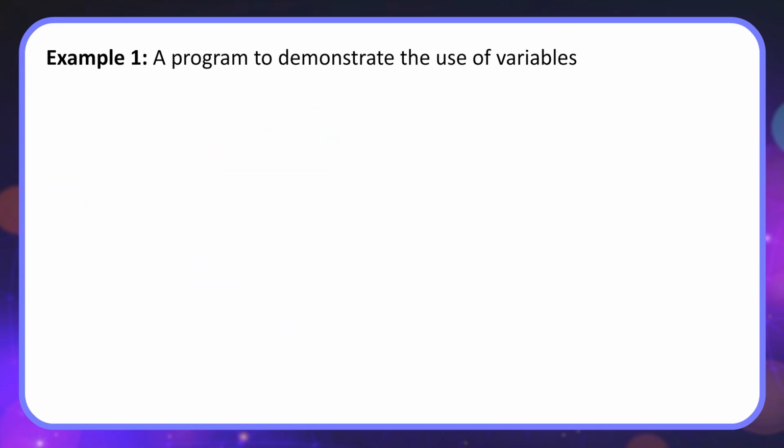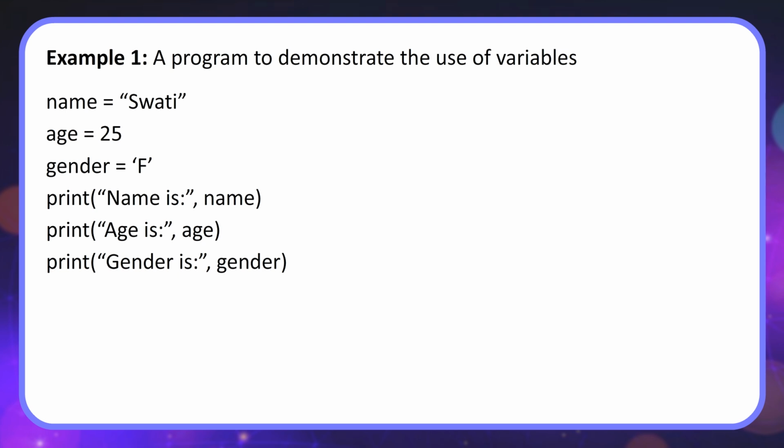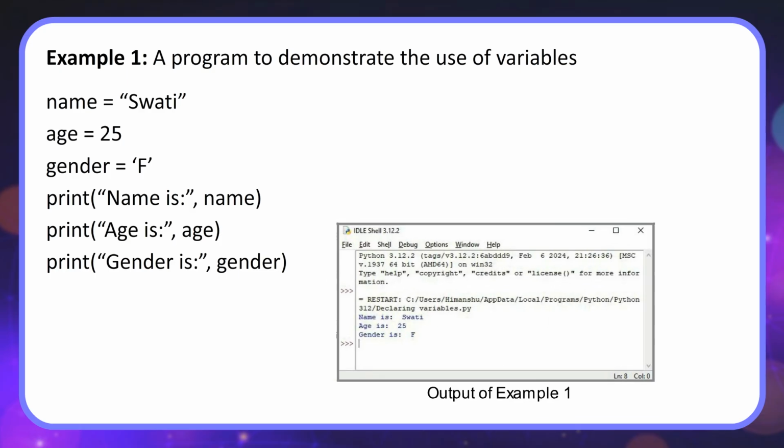Example 1. A program to demonstrate the use of variables. name = "Swati", age = 25, gender = "F", print("name is", name), print("age is", age), print("gender is", gender). Output of example 1.